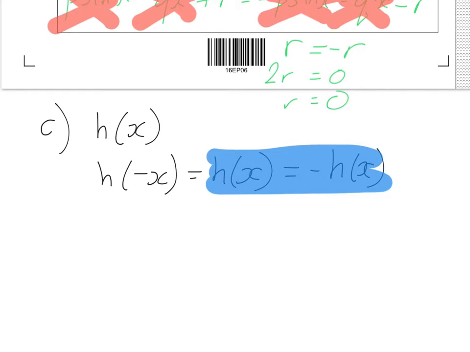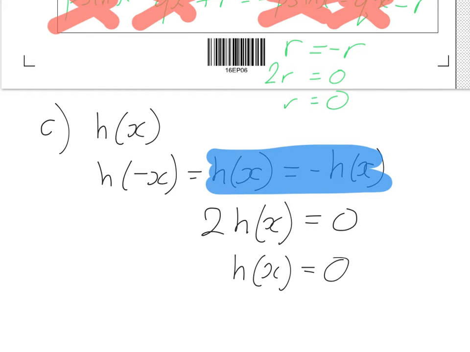H of x is equal to negative h of x. Add h of x to both sides. You're going to get 2h of x equals 0. Well, the only way that can happen is if h of x is 0. So there's an algebraic approach to show that the only function that is both odd and even is 0.